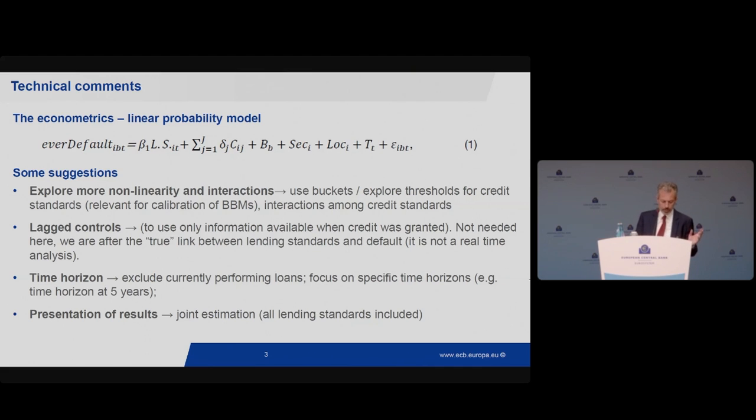And one last suggestion, I would focus as a baseline on the model with the joint estimation of the lending standards. This is because in this way you can assess the joint significance, and I think that there are no constraints in the sample. There are 100,000 observations, so you can do that.